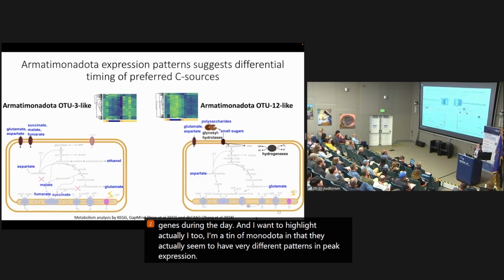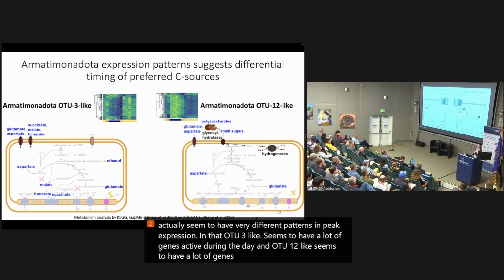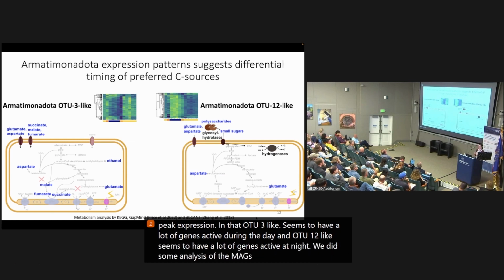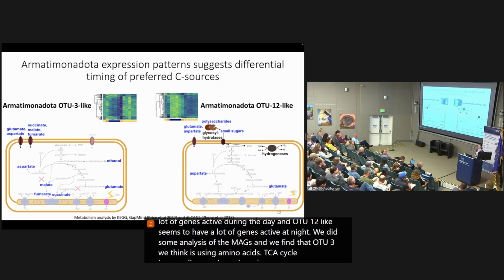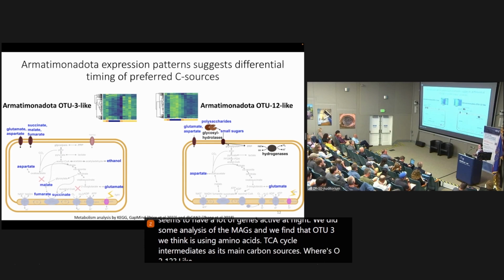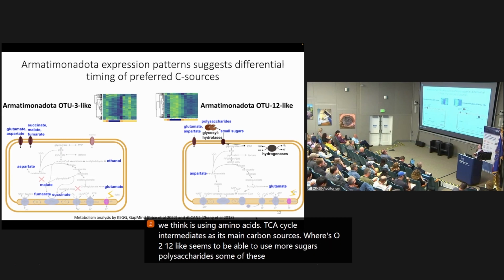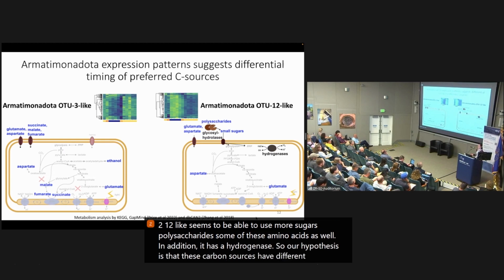OTU3-like seems to have a lot of genes active during the day, and OTU12-like seems to have a lot of genes active at night. We did some analysis of the MAGs, and we think OTU3 is using amino acids and TCA cycle intermediates as its main carbon sources, whereas OTU12-like seems to be able to use more sugars, polysaccharides, and some of these amino acids as well. In addition, it has a hydrogenase. So our hypothesis is that these carbon sources have different timing of availability in the mat.